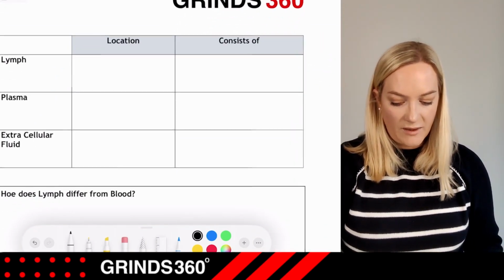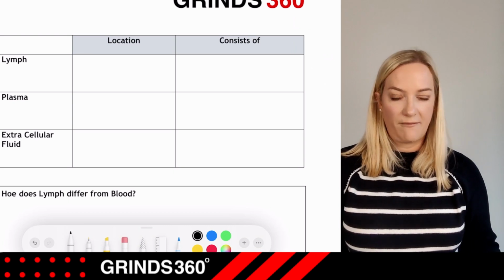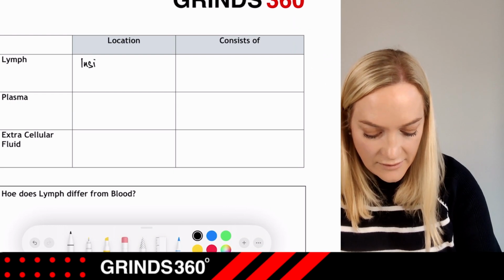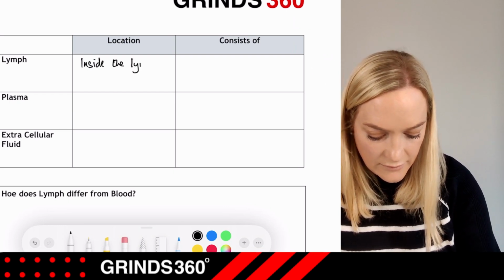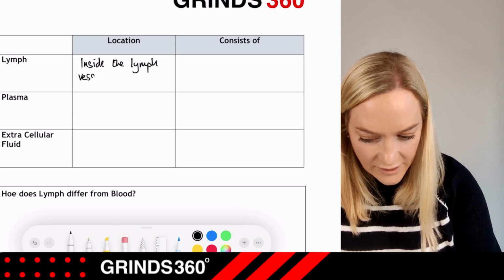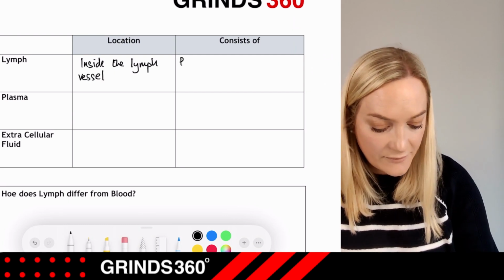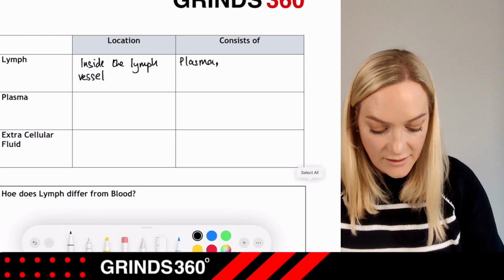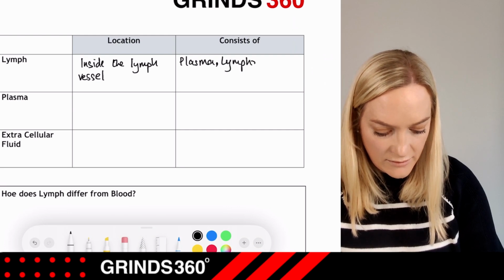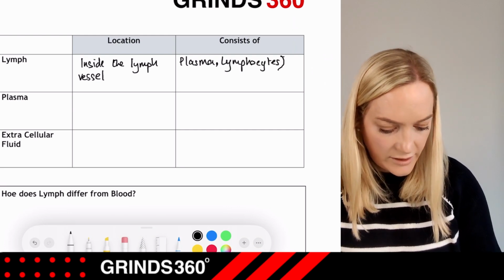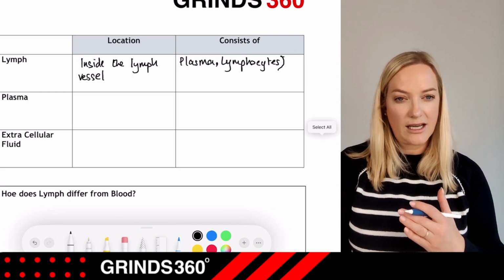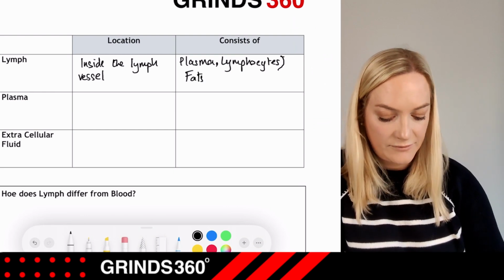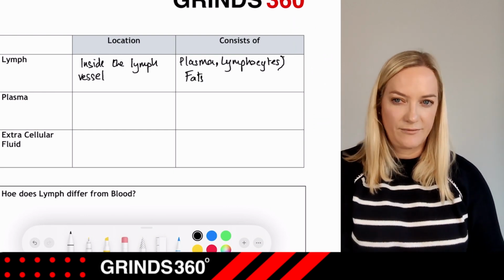So now, they may ask us, where would you find lymph? We'd find lymph inside the vessel. So that's the location, inside the lymph vessel. What does lymph consist of? It consists of plasma. It consists of lymphocytes, which are a type of white blood cell. Okay, so what it doesn't have: red blood cells, it doesn't have platelets. It does have fats, and the fats are your fatty acids and your glycerol.